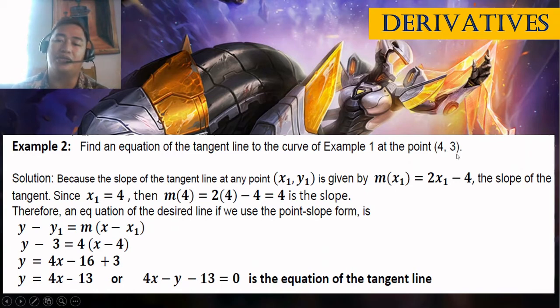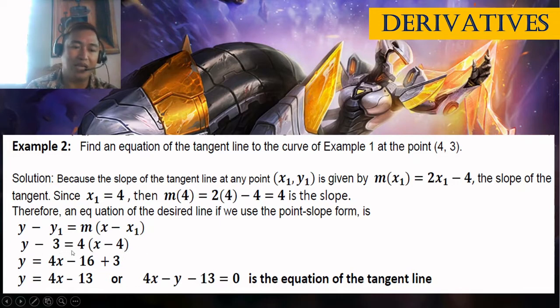4 pa si x sub 1. Ha, din. Si y sub 1 is 3. Okay, therefore, an equation of the desired line, if we use the point slope form is, okay, kanina man ang point slope form. Y minus y sub 1 is equal to m times the quantity x minus x sub 1. So, we substitute class si y sub 1, which is 3. So, dara, ang m na to kay 4, atong na-solve. And then, ang x sub 1 na to is 4 also. So, mao ni class ang equation.